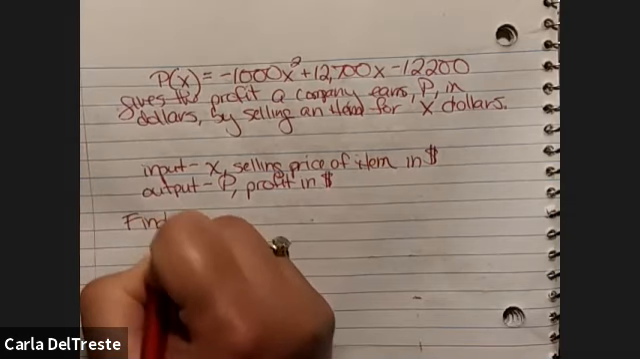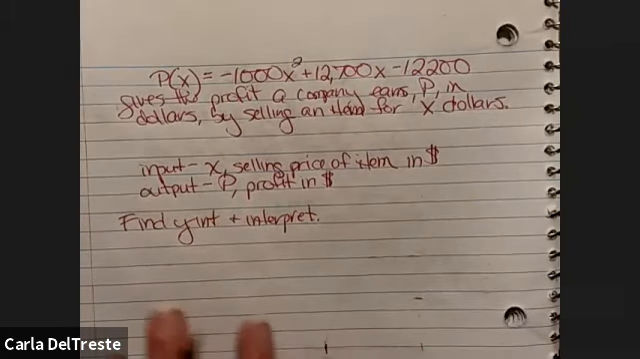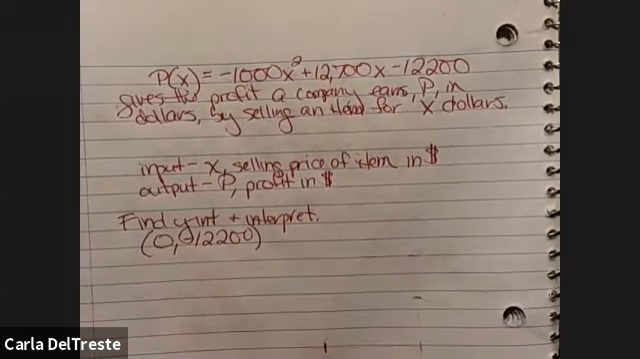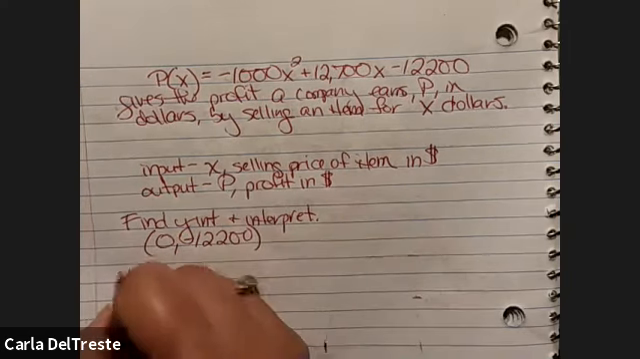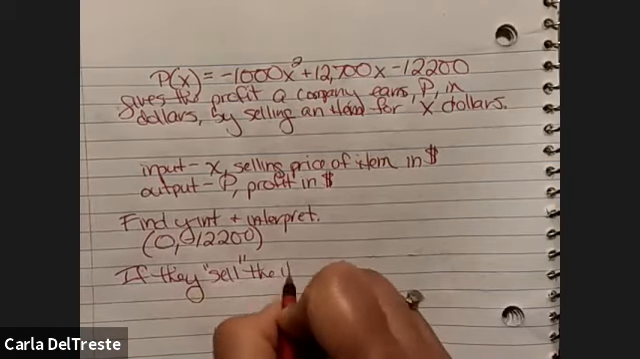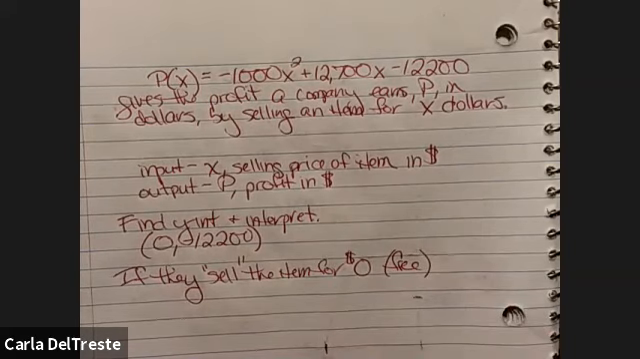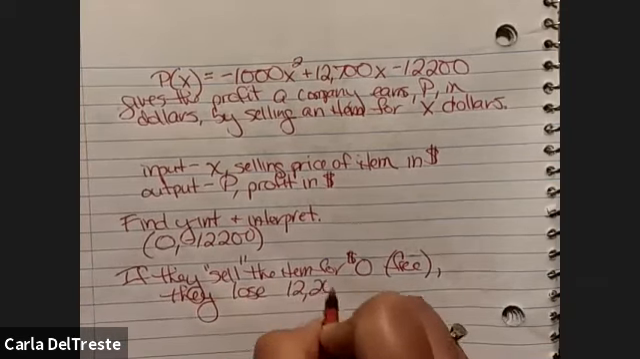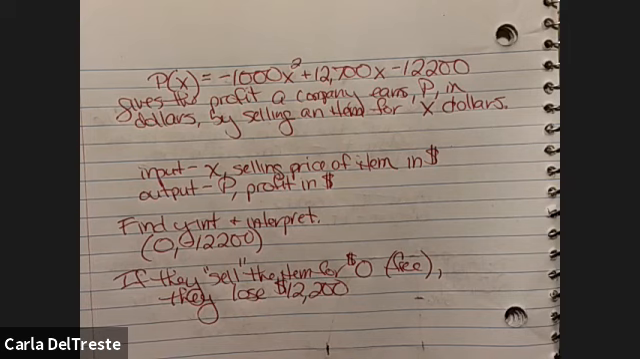Find the y-intercept and interpret. Finding it shouldn't be an issue, okay? I know that the c value is the y value of the y-intercept. So this is 0, negative 12,200. Interpret. This is why I recommend this. If they, quote unquote, sell the item for $0, which means it's free, they give it away, okay, for free, they lose $12,200. Okay, they're in the hole. $12,200. Okay.